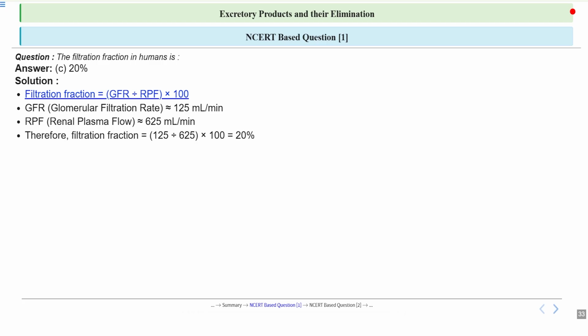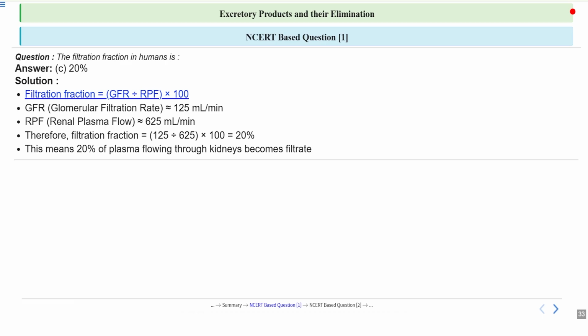Let's do the calculation together. 125 divided by 625, then multiplied by 100 gives us 20%. This shows that only a fifth of plasma entering the kidneys is filtered out as filtrate. So what does it mean? It means that 20% of the plasma flowing through the kidneys becomes filtrate, while the rest continues in the bloodstream. This selective filtration is crucial for maintaining the body's fluid and electrolyte balance.